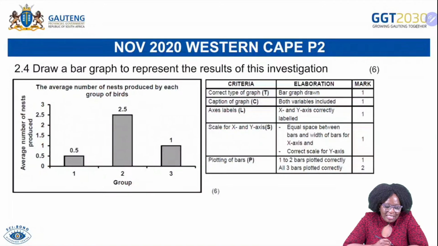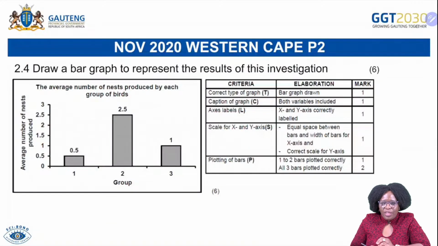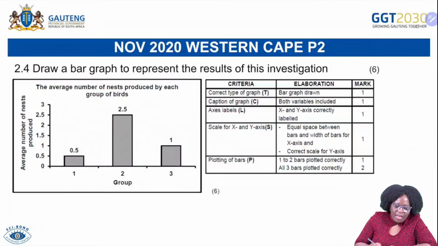There was a question that says, draw a bar graph to represent the results in this investigation. Learners, by now you know that when you are expected to draw any form of a graph, firstly, you write the caption of your graph. So let's check the caption of our graph here. The caption is the average number of nests produced by each group of birds, right? So this is our caption.